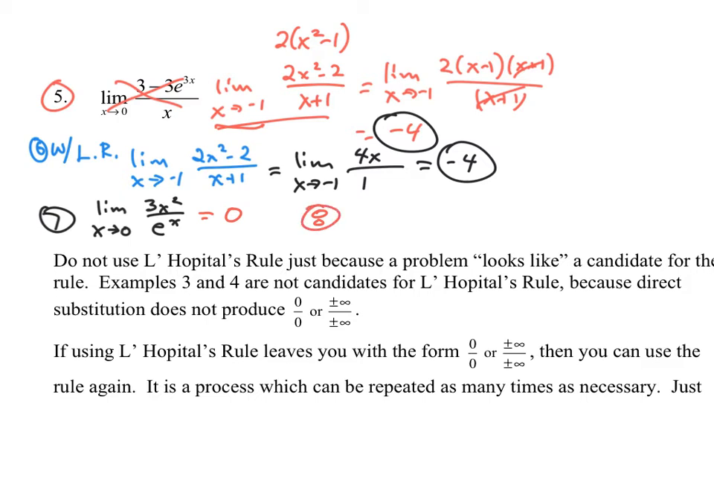When we add this one in, what if I do the limit as x goes to infinity of 3x squared all over e to the x? Now with this one, I get infinity over infinity. I hope you can see that.